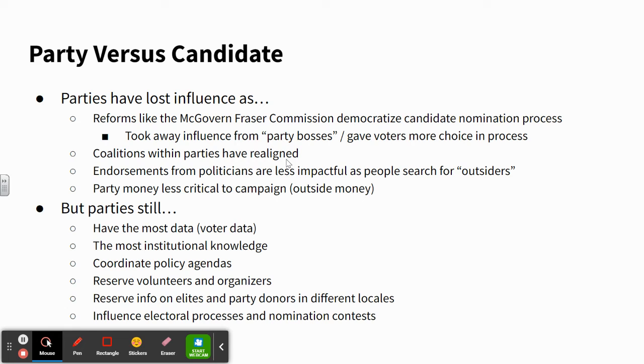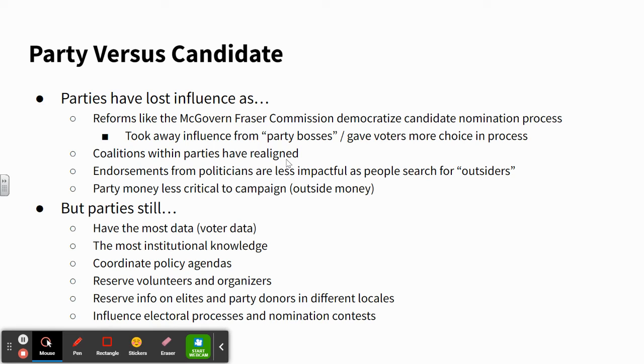So the parties have lost some influence. How? First off, think about what I said earlier: the idea that we're going to choose the candidate. That's why it's more candidate-centered. When you put the power back more to the people, which people will say is a good thing as opposed to a party boss and their influence, it gives the voters more choice, and the appeal of that individual becomes really important. The coalitions within parties have realigned. You've got many different facets within parties, or coalitions. Endorsements from politicians are less impactful as people search for outsiders.